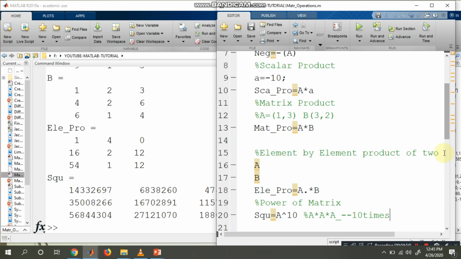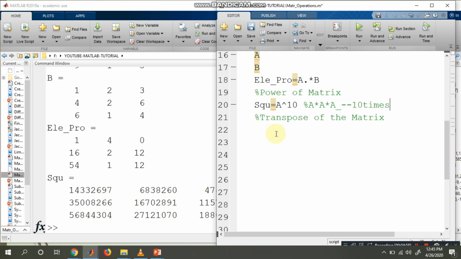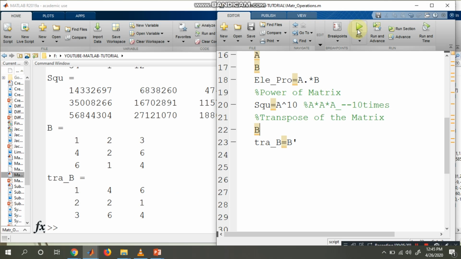Now let us see how to find the transpose. How do you find the transpose of the matrix B? Suppose you would like to find the transpose of matrix B. This is simply just put an apostrophe. Suppose B is the matrix here, and what is the transpose of B? Both will execute now. Now let us see what you will get. See here, this is B and this is the transpose of B. The first row 1, 2, 3 becomes the first column in the transpose, 4, 2, 6 the second column, and 6, 1, 4 the third column.